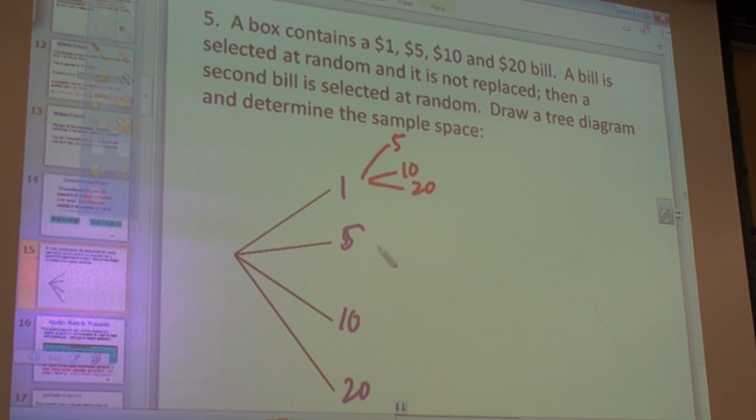If I drew a 5 first, what can I draw for the second draw? A 1, 10, or 20. If I drew a 10 first, 1, 5, 20. If I drew a 20 first, 1, 5, 10. Perfect. And then draw your sample space.